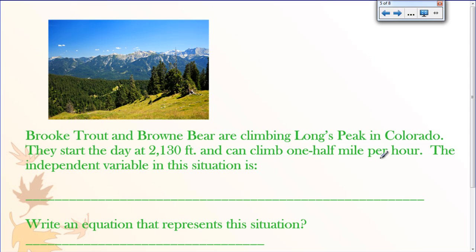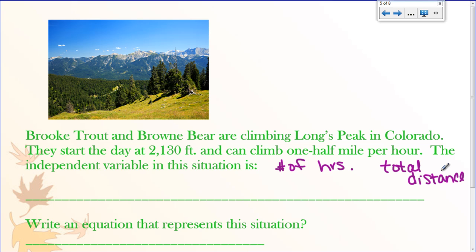I know that they can climb 1/2 mile per hour. This per hour means I've got to multiply the number of hours times their speed, which is a 1/2 mile. So the hours is going to be one of my variables. So I have two variables, the number of hours, and the other thing that I'm going to know is their total distance. I'm going to be able to find out how far they climb. So I have the number of hours and the total distance.